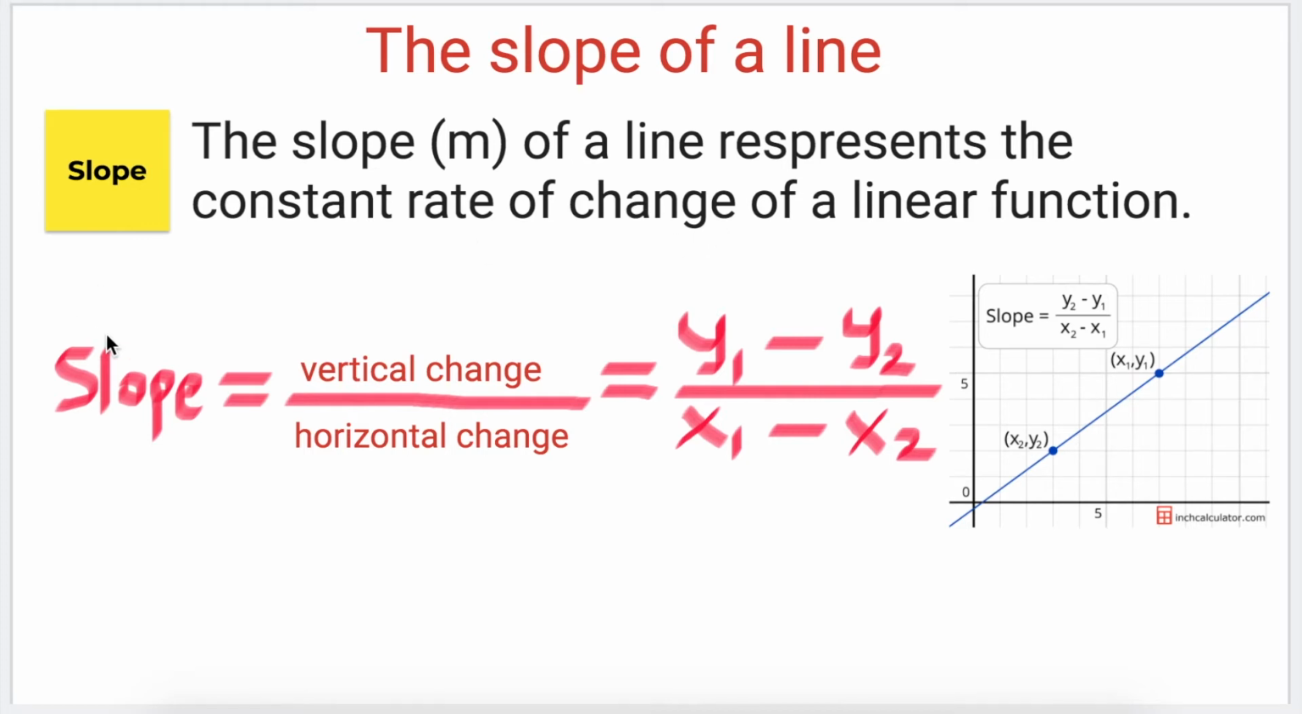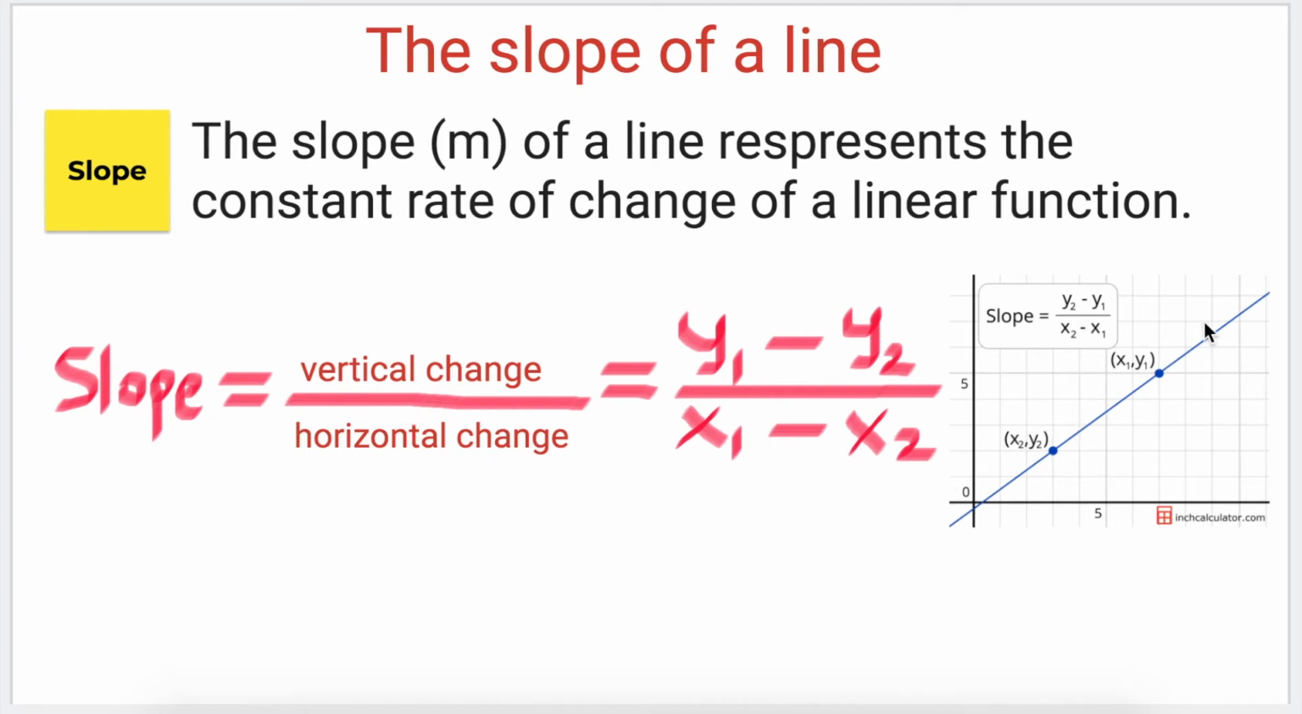Here's the formula that says slope equals the vertical change divided by the horizontal change. So in this formula, these two calculations are not interchangeable. Vertical change has to be in the numerator, horizontal change has to be in the denominator.